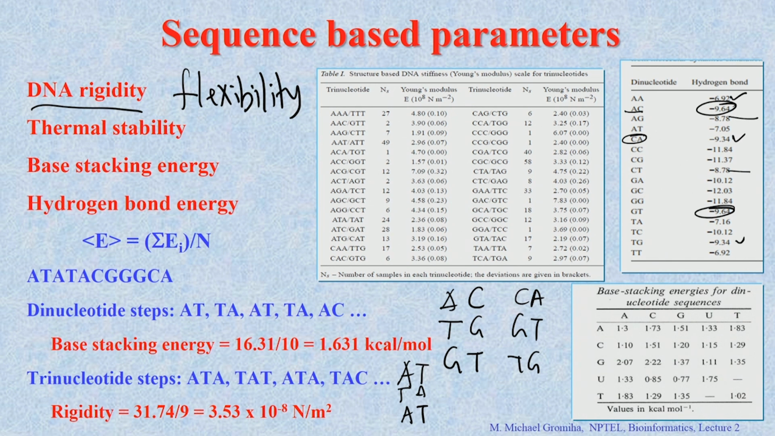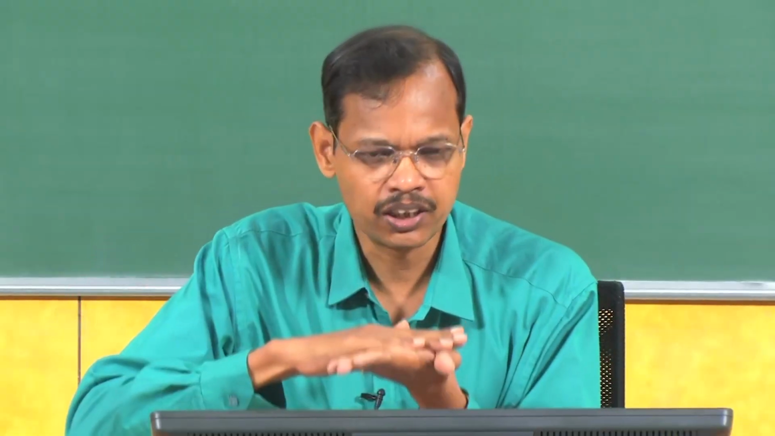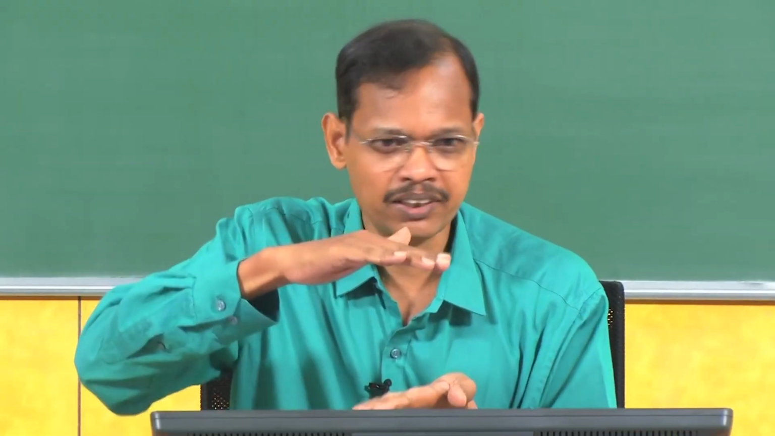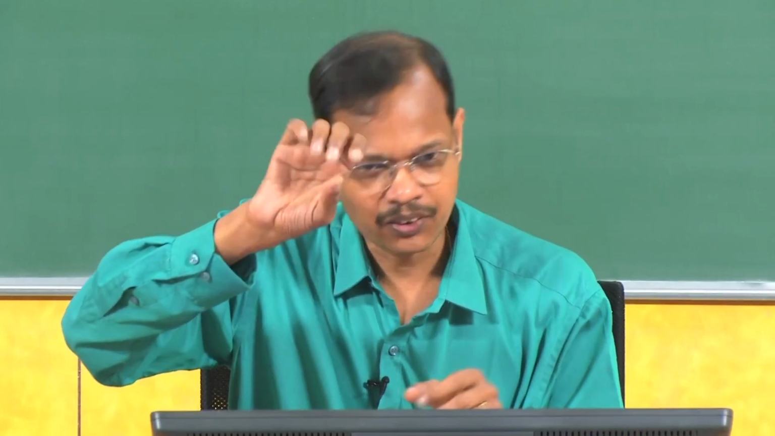Okay. How to get this one? For the case of DNA flexibility, there are various ways to get the flexibility. You can consider the DNA as a rod, right. So put the first base, second base and third base. Then you can apply a force and bend it. You apply the same force for all the trinucleotides and see how far they can bend. Based on that, you can compute the flexibility or the rigidity of each trinucleotide.